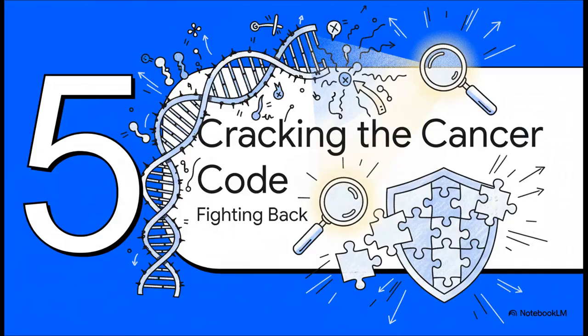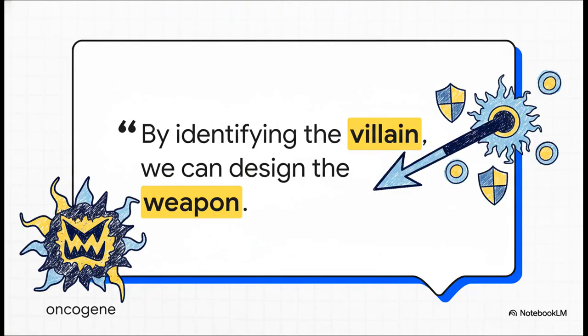Okay, I know all of this sounds pretty grim, but this is where the story takes a really hopeful turn. Because understanding exactly how these genes go bad, well, that's turned out to be the single most powerful tool we have in the fight against cancer. It all comes down to this one simple idea. By identifying the villain, we can design the weapon. And let me tell you, this knowledge has sparked a revolution in how we treat cancer.